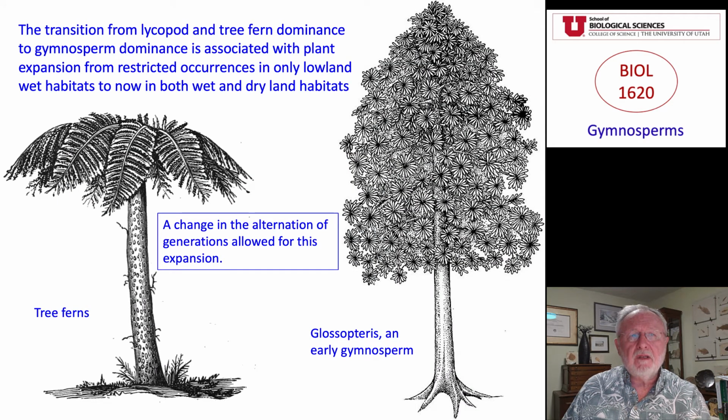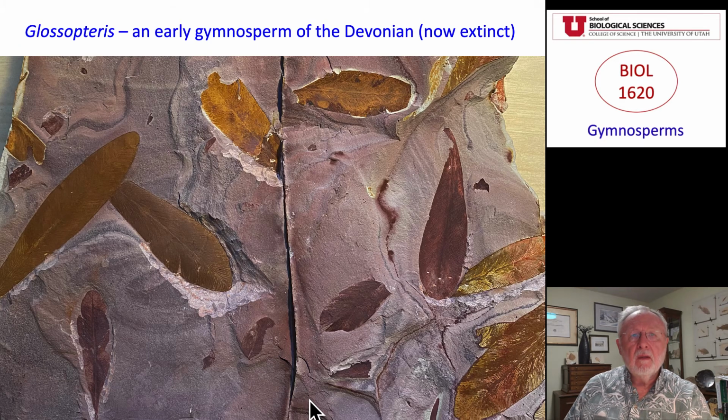So the transition from the dominant form of the lycopod that we found during the Carboniferous and tree fern is associated with lowland wet habitats. So while tree ferns were common and some of the early gymnosperms such as Glossopteris were common, they were largely limited to very moist habitats. The transition from ferns to gymnosperms is found within Glossopteris.